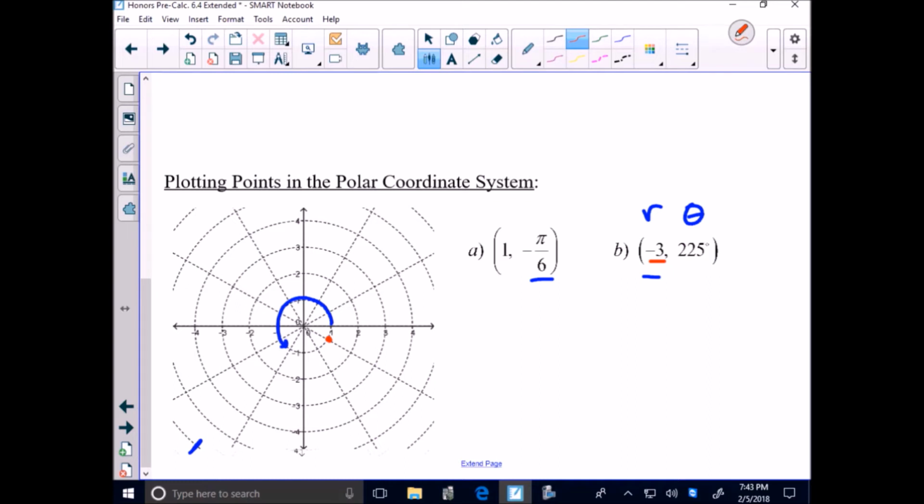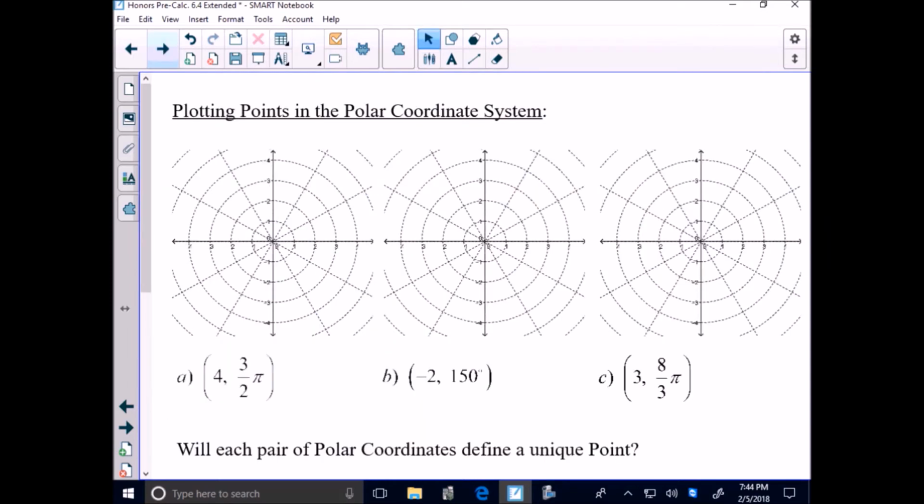So a negative r value actually means that we're going to be going in the opposite direction that our angle is telling us. So right here, we're going to go 3 units backwards. And this is the point (negative 3, 225 degrees). On our next page, we've got some points for you to plot, and then we're going to answer some questions about points on the polar plane. So why don't you go ahead and pause the video here, and we'll come back and look at this work in a second.